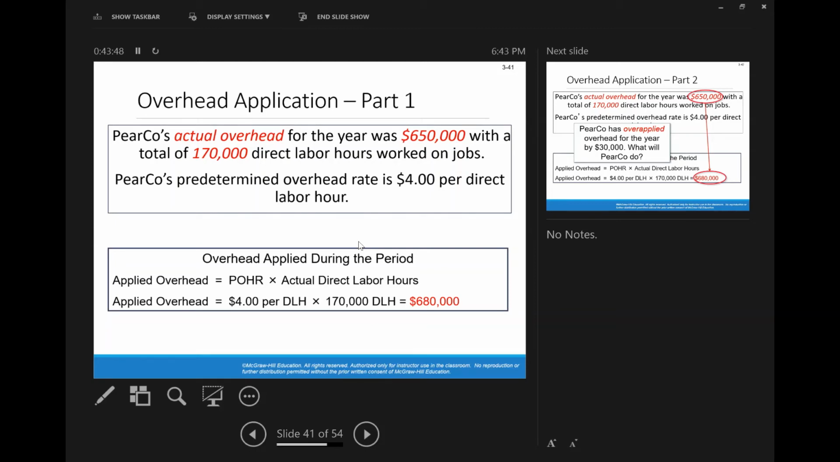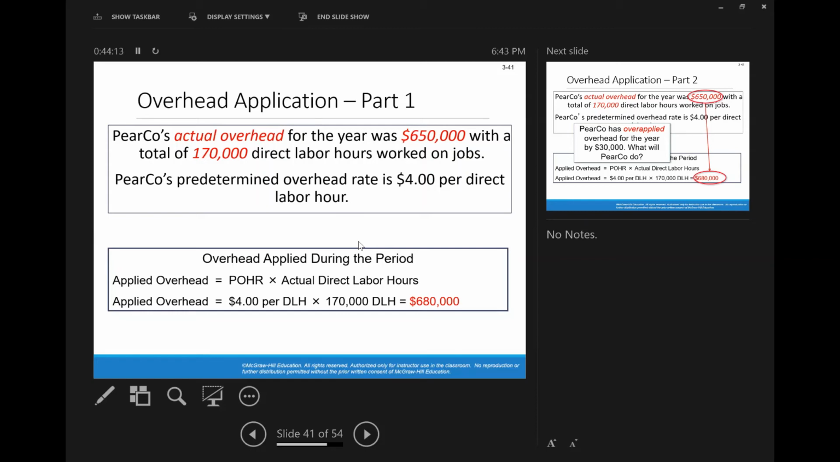So does that mean I over or under applied? My estimate was 680, and my actual is 650. Your estimate is more than the actual. So you're using the estimate. Did you over apply or under apply?